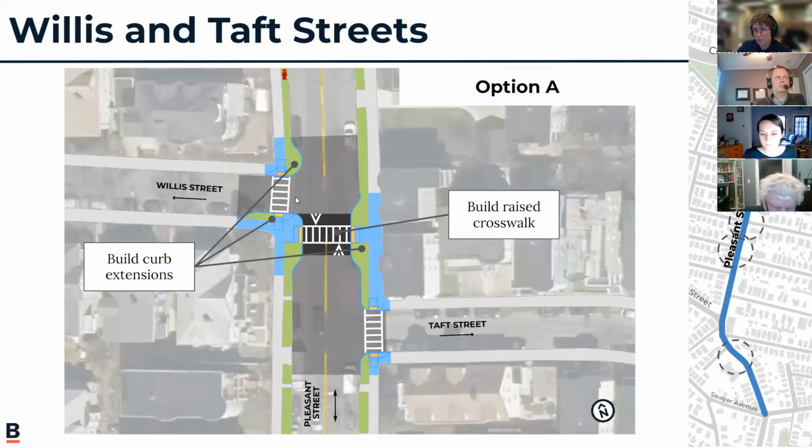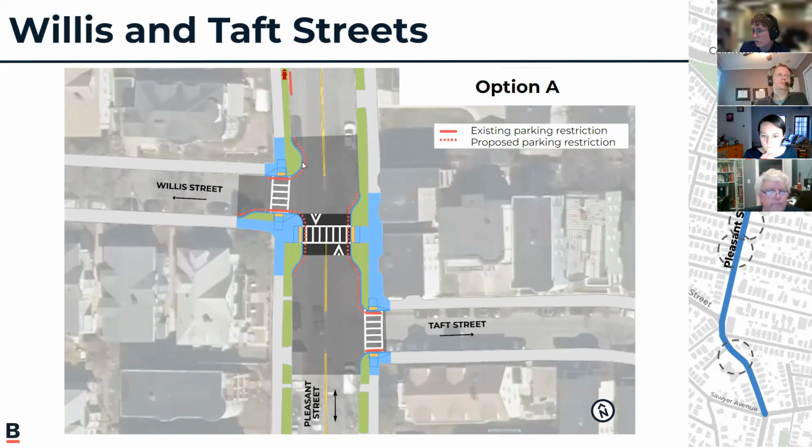With this proposal, we would be adding a raised crossing, aligning it to Willis Street. We actually have two different options here. They're fairly similar, but I'll speak to some of their differences as well. Both would have the crossing in this location and would build curb extensions to, again, shorten the crossing distances and improve visibility. And both require the same type of parking restrictions around the curb extensions.